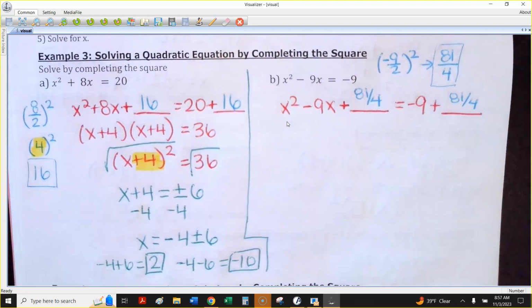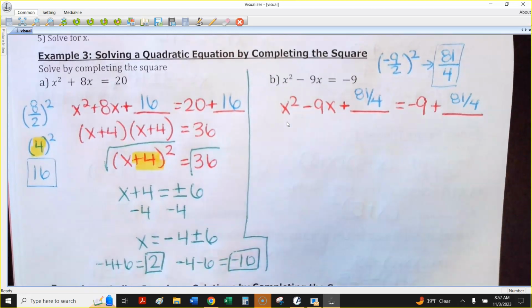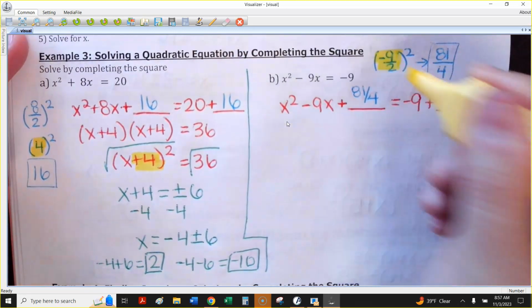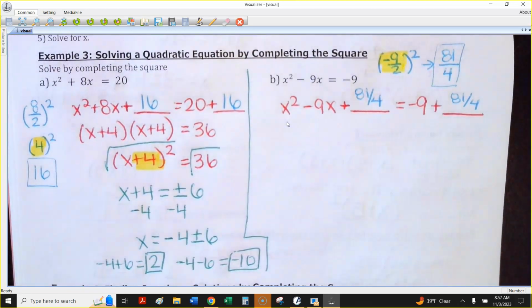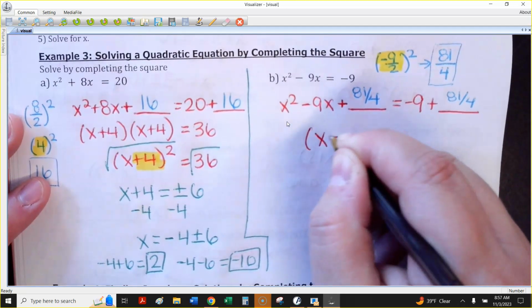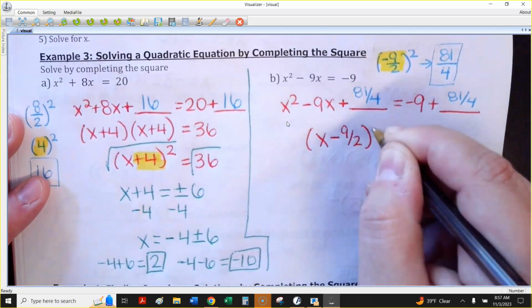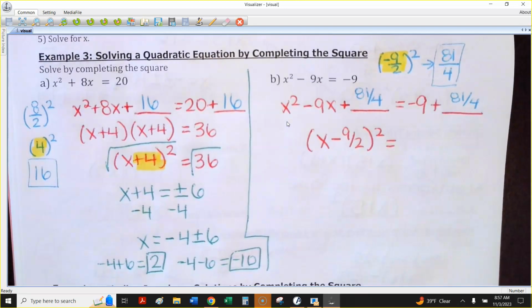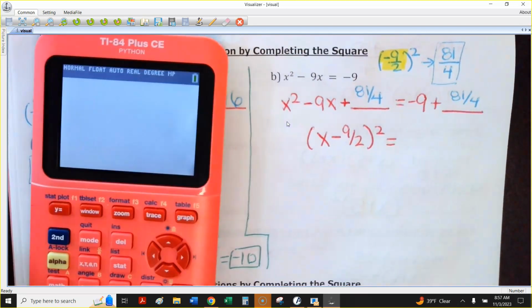Okay, now, I promise. Whatever you square, that is going to be in the factor with the x. So I squared negative 9 over 2. So on this left side, my factored form, I'm just going to write x minus 9 over 2 squared. Now, on the right side, I'm going to grab my calculator to help me do this just real quick.